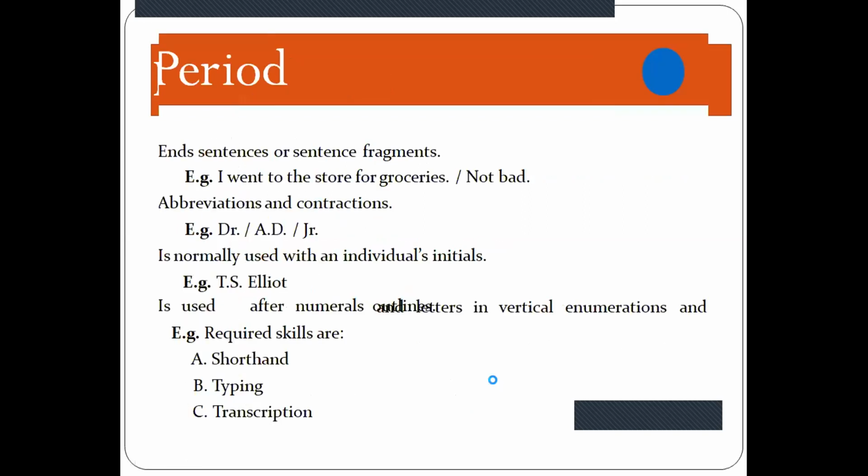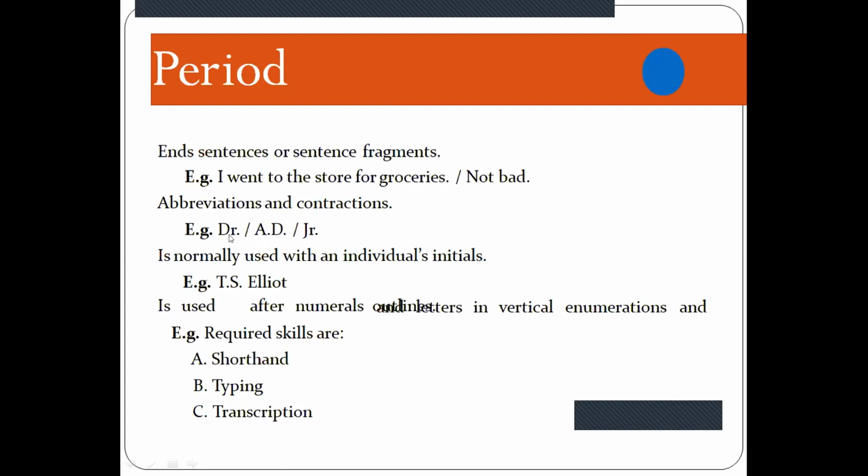So that's also important. The next one is the period, one of the most important end punctuation marks. Number one, it ends sentences and sentence fragments. So for example, I went to the store for groceries. Not bad. This is a fragment. A fragment is not a complete sentence.